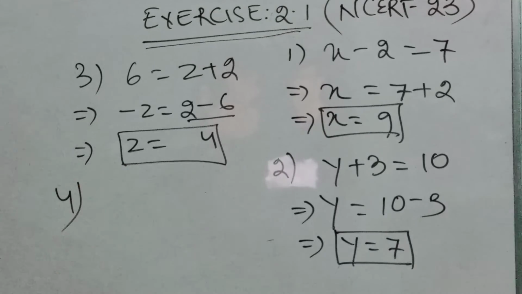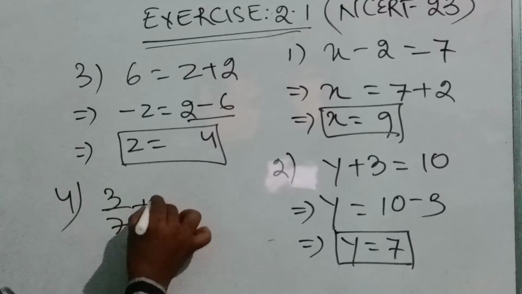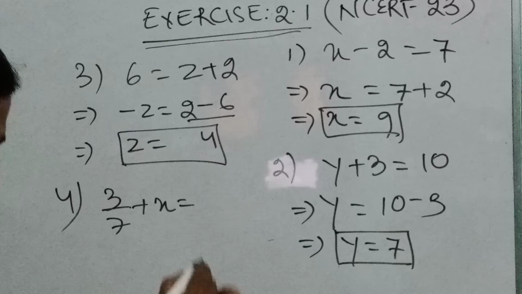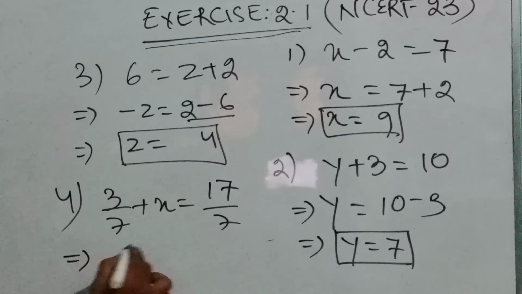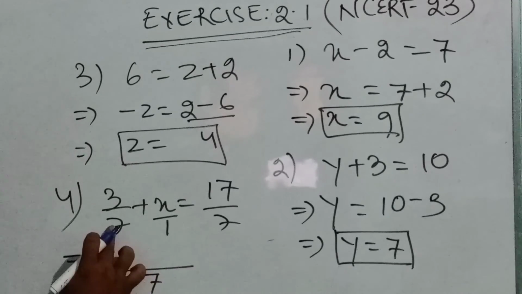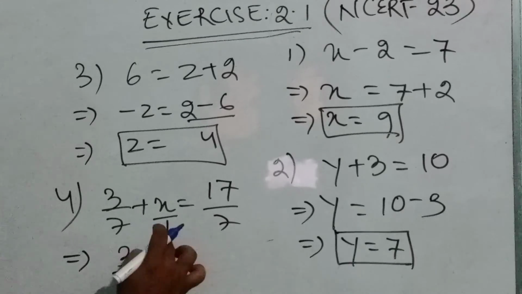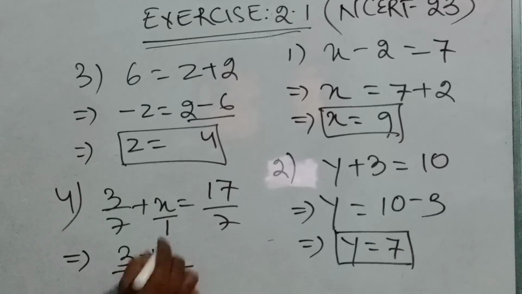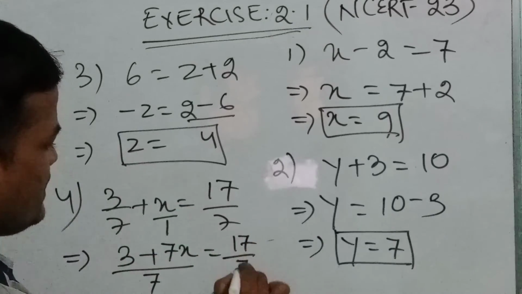Let us come to number 4: 3 by 7 plus x equal to 17 by 7. Let us see what happens. Put 1 under x so that it will be easier. Now take the LCM of 7 and 1. The LCM is 7. So 3 into 1, 3, plus 7 into x, 7x, divided by 7, equal to 17 by 7.